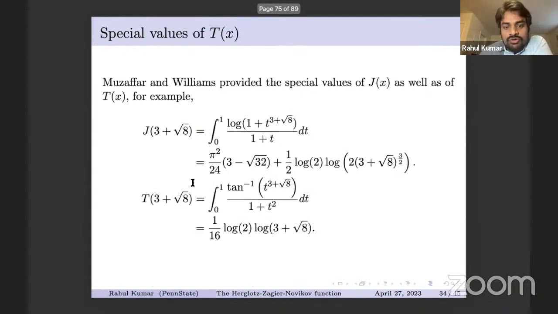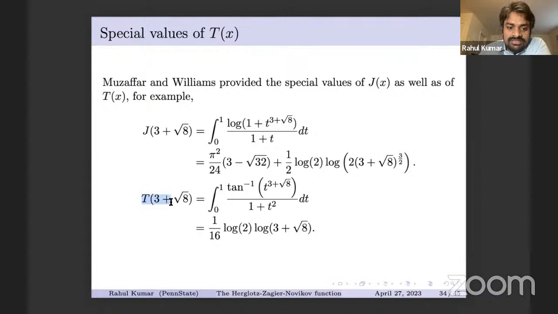And Muzaffar and Williams also evaluated this j as well as t. An important thing is that when you look at their proofs, these evaluations do not come very straightforwardly. They come from using Kronecker limit formulas. So it is not easy to evaluate this integral at 3 plus root 8 or any other point, like any other quadratic unit or rational number.